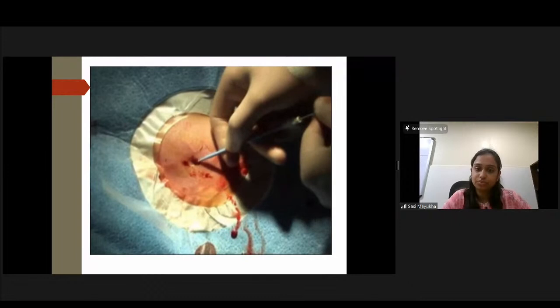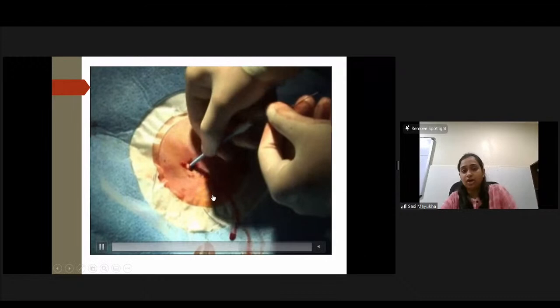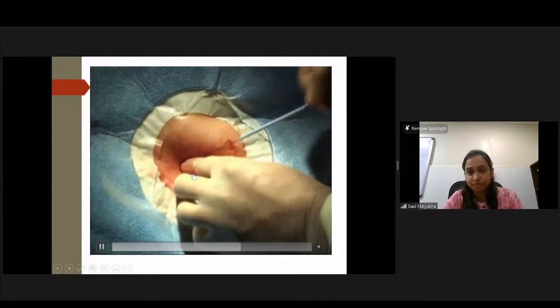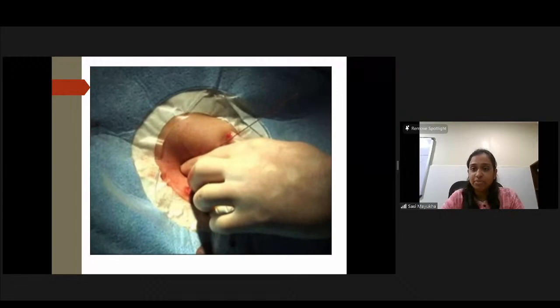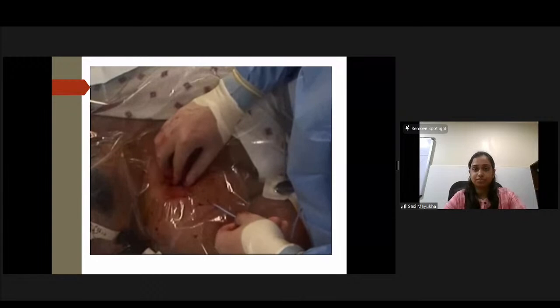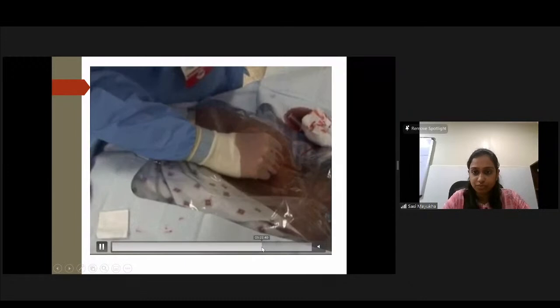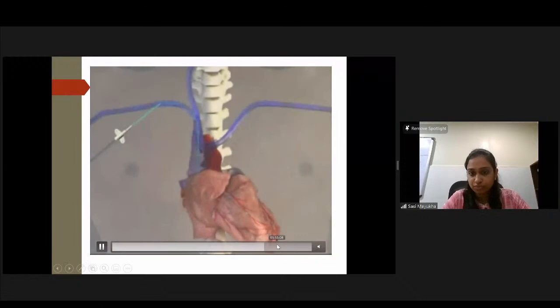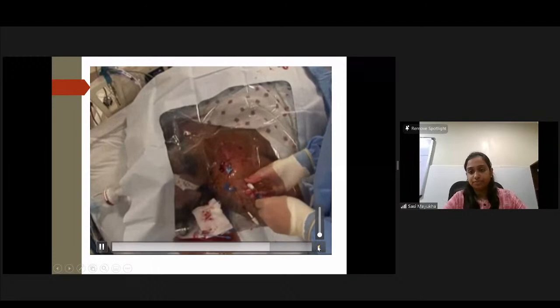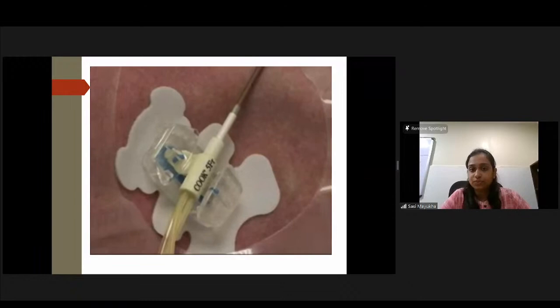So once the dilator is passed over the guide wire, here you can see how he is dilating it. The rotatory movements are very important in dilating any vein. After you have dilated it, then pass the catheter over the guide wire. Place caps on the hubs and secure the line in place. Apply a sterile dressing before removing the drape.